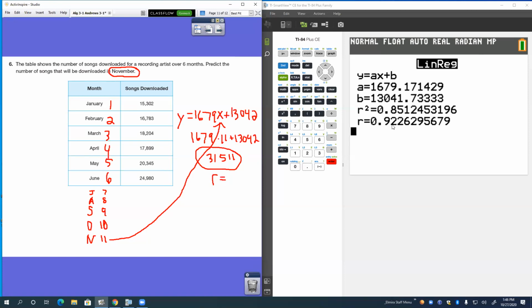For your R value, we're just going to round to the nearest hundredth. You have 0.92. That would represent a strong positive correlation. Questions on this one?